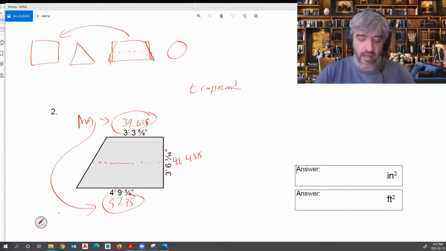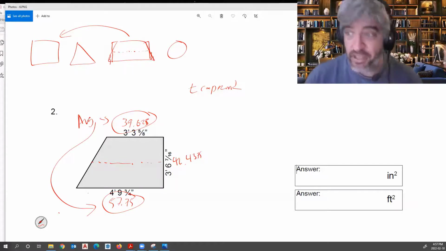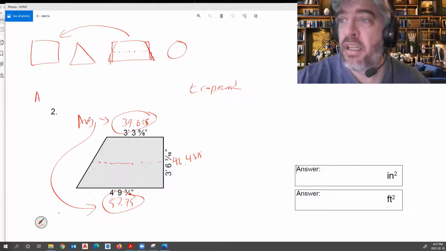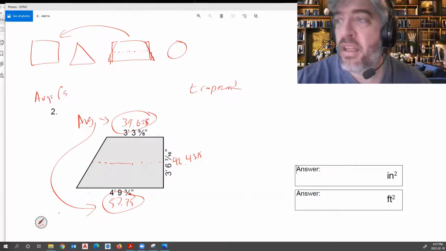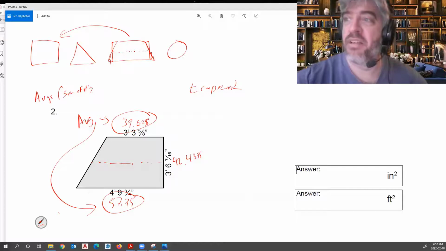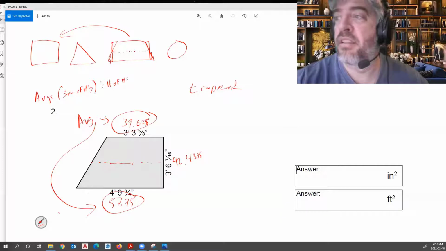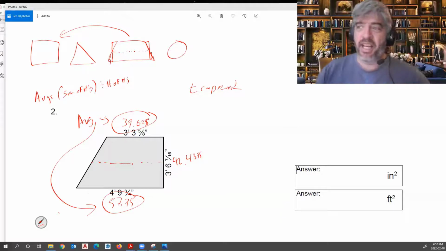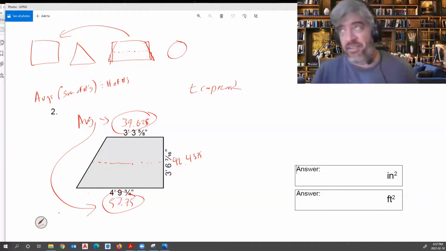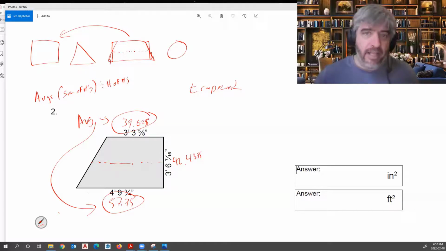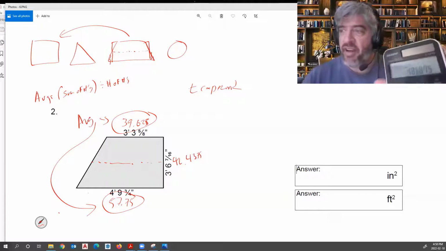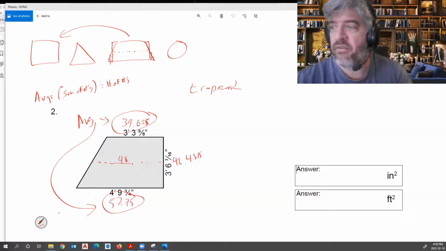So if I take 39.625 plus 57.75, I hit equals, and then I divide by 2, which is average. Average equals the sum of numbers divided by the number of numbers. I know it sounds weird, but it is. I have 2 numbers here, so I add them up and divide by 2. If I have 7 numbers, I add up all 7 numbers and divide by 7. That's how average works. Nice and simple.